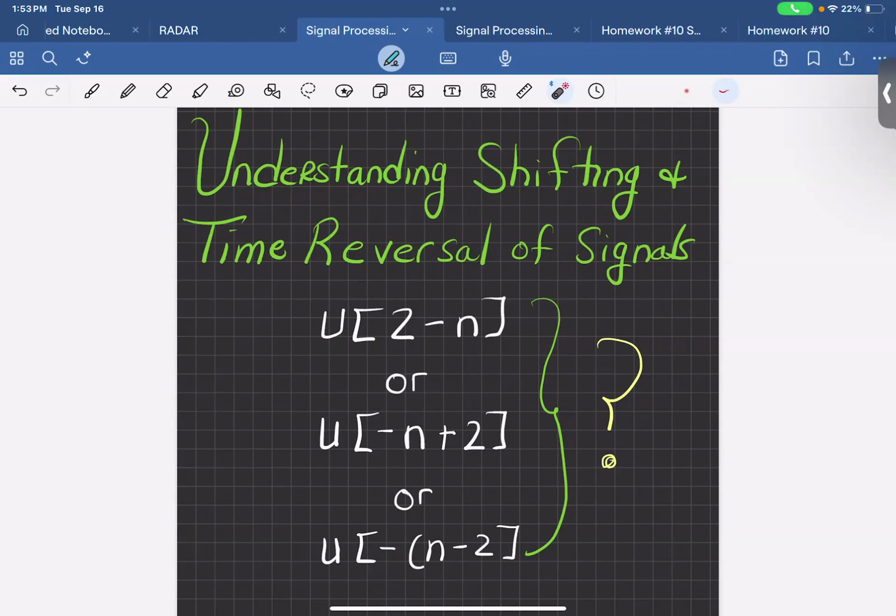Have you ever gotten confused about signals like u[2 - n], or u[-n + 2], or u[-(n - 2)] in parentheses? It looks simple algebraically, but the order of operations really matters. In this video, I'll show you a step-by-step approach to correctly interpret these signals and avoid common mistakes.